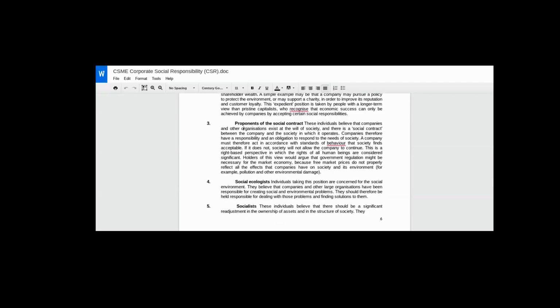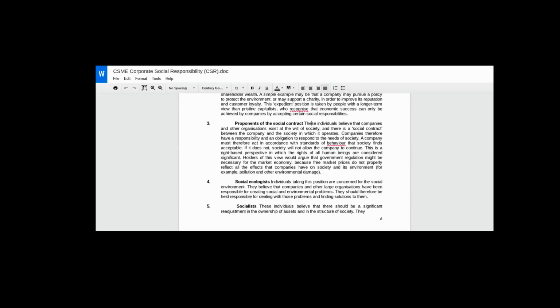The third school of thought is the social contract view. What the social contract view is telling us is that society plays a pivotal role in giving the company land, access to water, sea, soil, access to labor, access to electricity, and all other basic resources that God gave them.